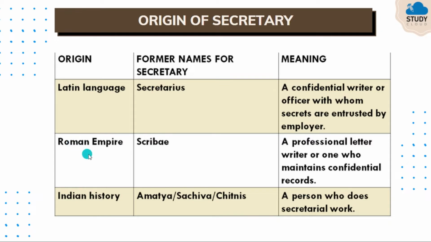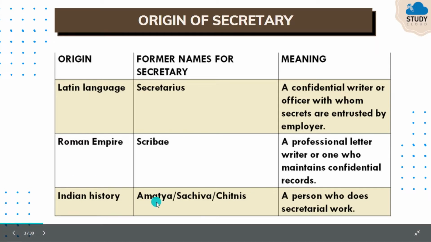Then in Roman Empire it is known as scribe, a professional letter writer or one who maintains confidential records. So the main important word in both the meanings was about the confidential person, confidential writer. That person is quite confidential in terms of writing. He will keep all the details about the company with himself. He will not disclose the information to others. Then as per Indian history, the words used were Amatya, Sachiv, Chitnis, a person who does secretarial work.